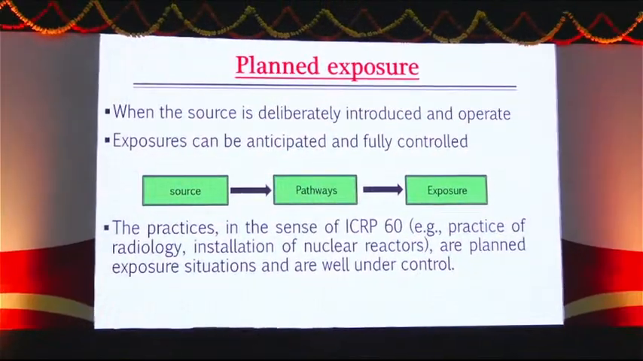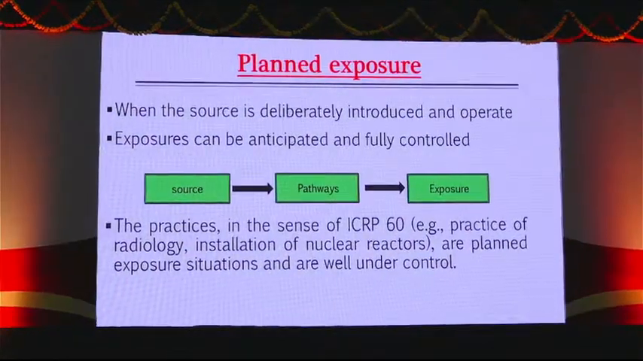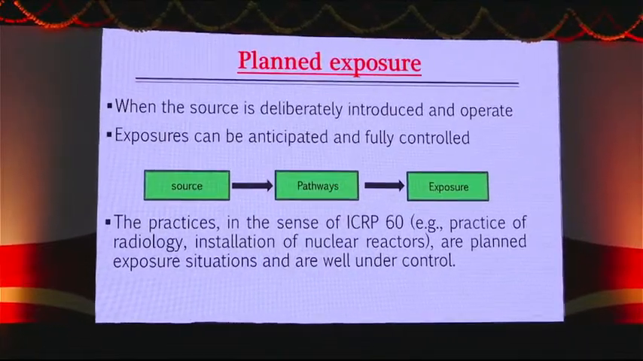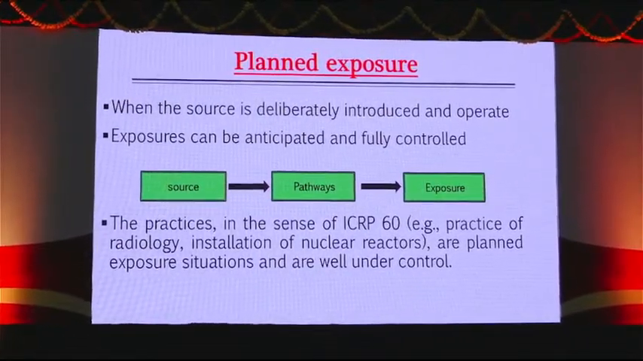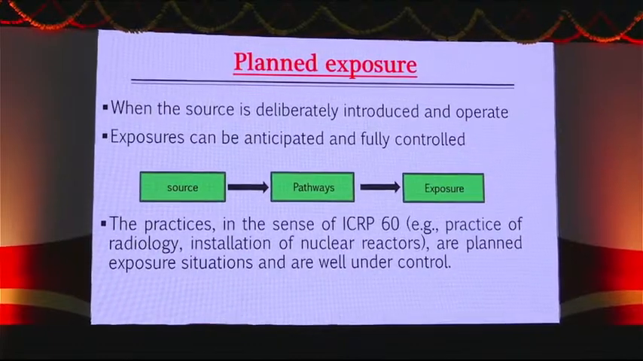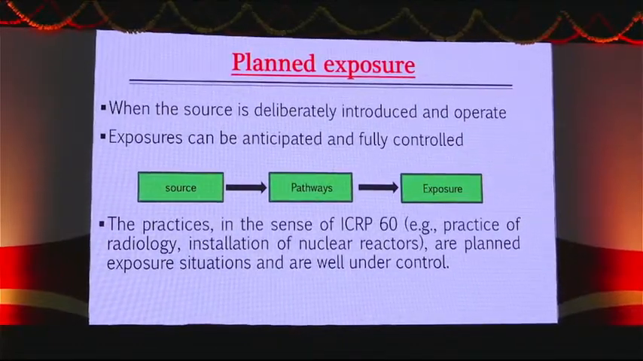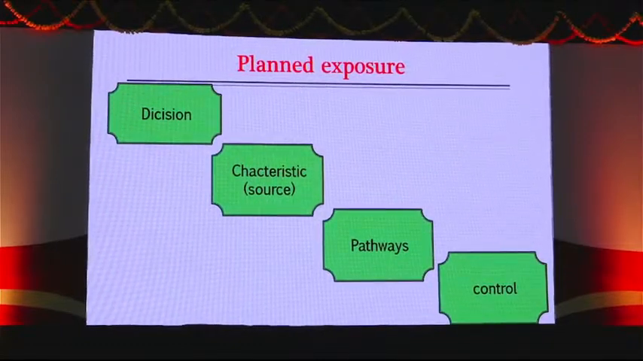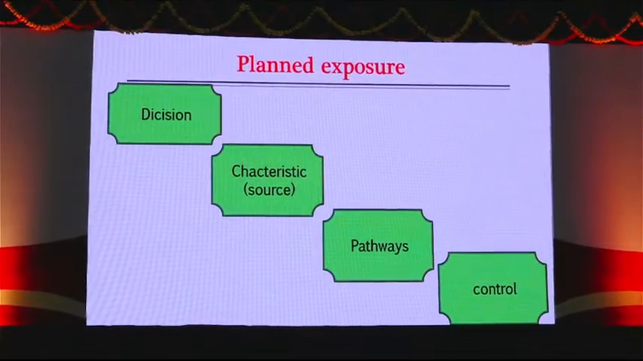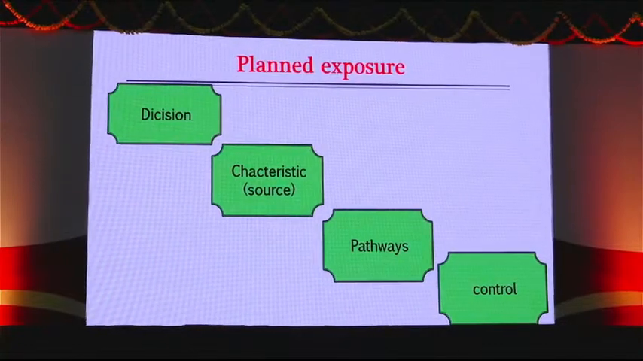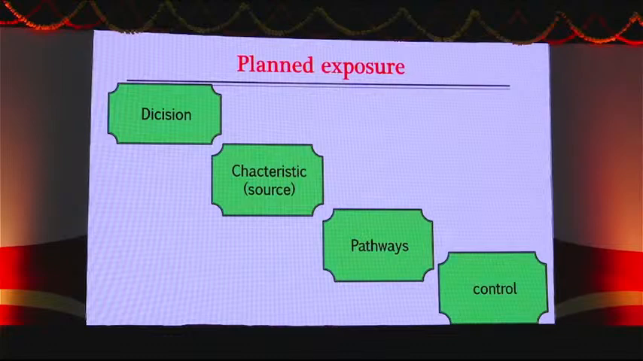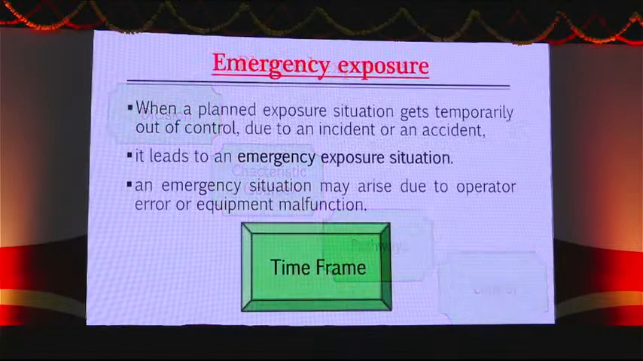So the people under all the categories of exposures are well protected by explicit rules and regulations. Practices in the sense of ICRP 60, for example, the practice of radiology and installation of nuclear reactors, are planned exposure situations and are well under control. In a planned exposure situation, a decision is made to use a source for a particular purpose, so it is possible to consider the characteristics of the source and pathways and provide the appropriate control.